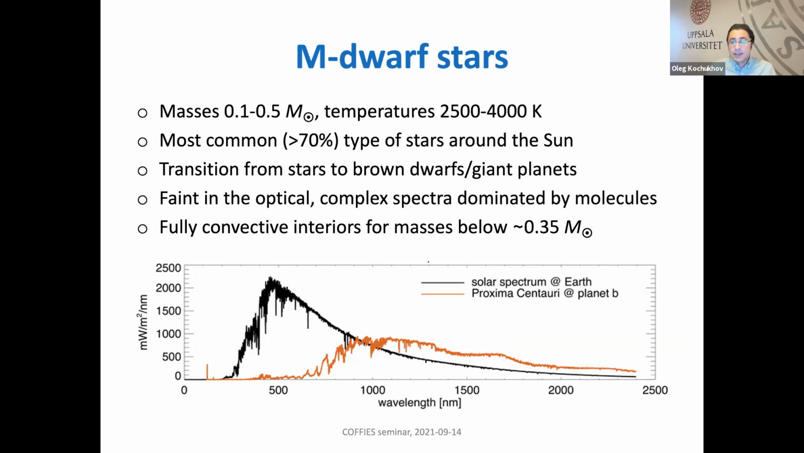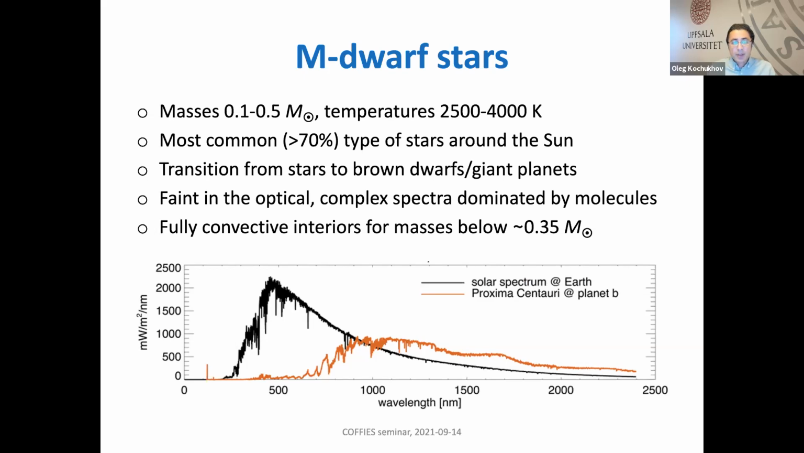M-dwarfs are also very common stars, at least in the vicinity of the sun. They are faint in the optical wavelength domain, and their spectra are dominated by molecules. And the later the stars, the cooler the stars, the more intense are the molecular lines. Just to appreciate the degree of this effect of molecules, below you can see the plot of the spectral energy distribution of the sun and of the nearest system which hosts a planet similar to Earth, a rocky planet orbiting the M-dwarf Proxima Centauri. The spectral energy distributions are scaled according to the radiation that planets, Earth and correspondingly Proxima b, receive at their distance from the star, and you can see how much the yellow spectrum compared to the black one is shifted to the red, and then is also affected by massive absorption bands of different molecules, especially below 1 micron.